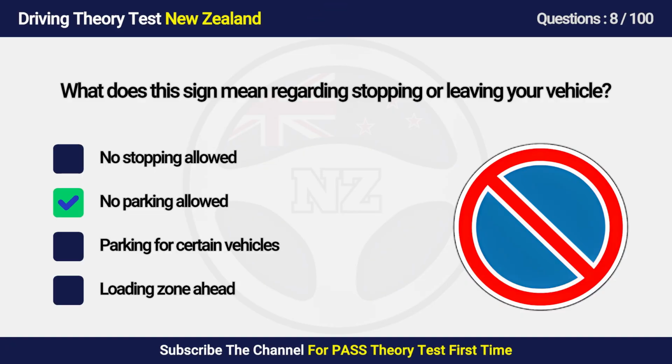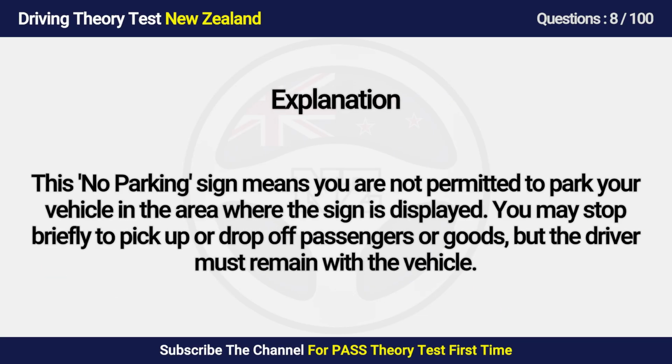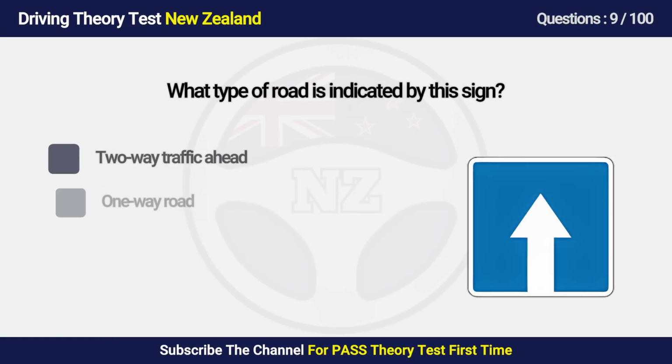Answer is B. No parking allowed. This no parking sign means you are not permitted to park your vehicle in the area where the sign is displayed. You may stop briefly to pick up or drop off passengers or goods, but the driver must remain with the vehicle. Question 9. What type of road is indicated by this sign?